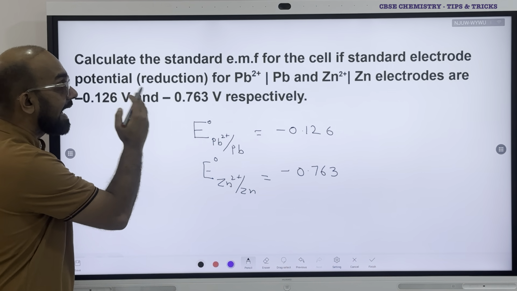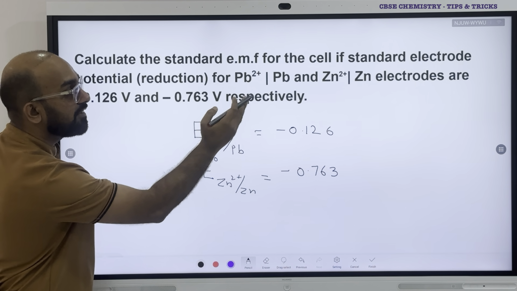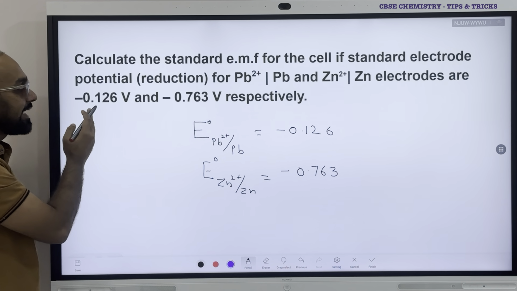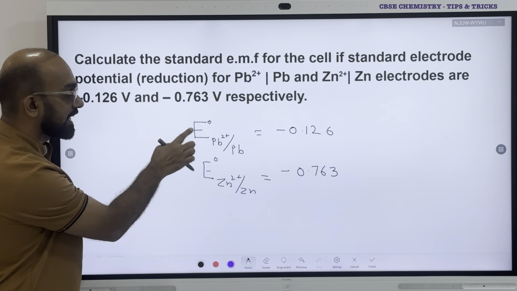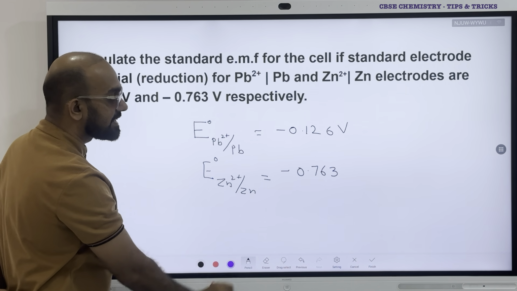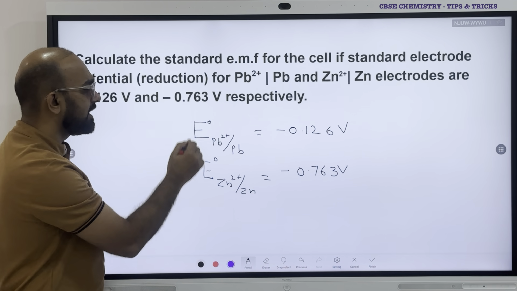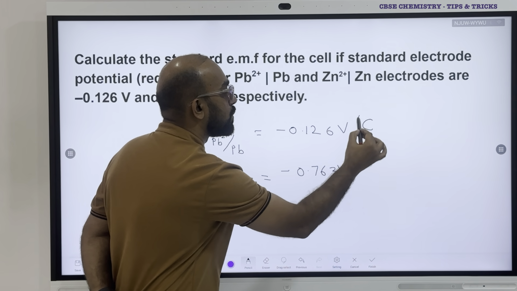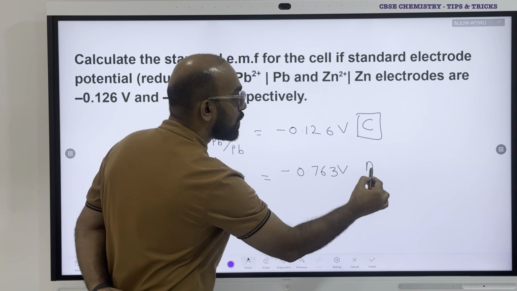Okay. Calculate the standard EMF for the cell. So you have to find E0 cell. If the standard electrode potentials for lead and zinc are minus 0.126 volt and minus 0.763 volt respectively. So the reduction potential of lead is given, minus 0.126 volt, and zinc is also given. Now what is our task? We have to check which one is bigger. It is very clear that the reduction potential of lead is greater, so it acts as cathode. Reduction potential of zinc is lesser, so it acts as anode.